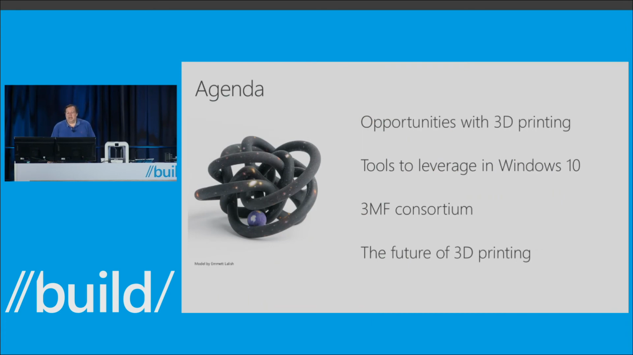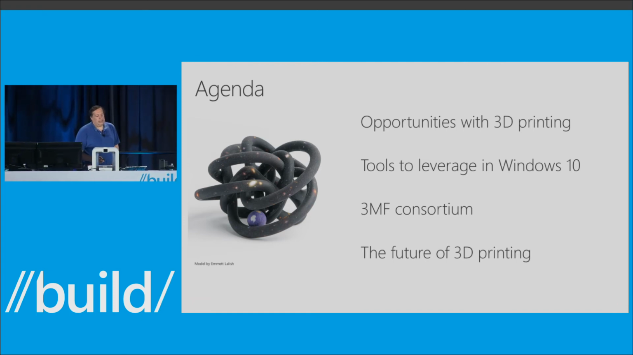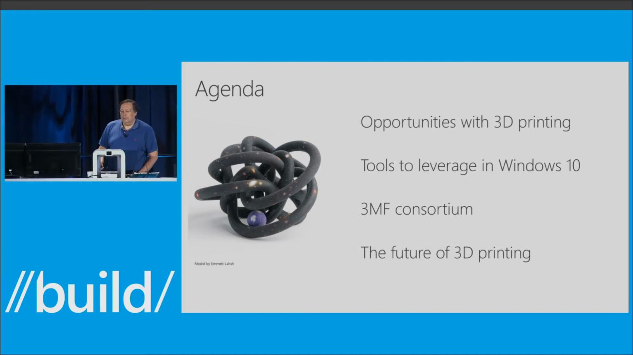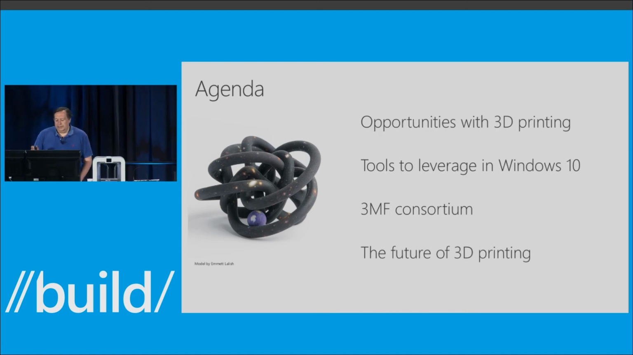3D printing has changed quite a bit. There's a lot of opportunities that are presenting themselves at this time, and a lot of tools that we're putting into Windows 10. We're going to go in depth about the things that we're doing in Windows 10 that really help the developer. And today we're going to announce and talk about the 3MF Consortium, a group of companies that have gotten together to help improve the file formats that we're going to be using for 3D printing in the future. And then my colleague Emmett will be coming up and talking about the 3MF Consortium and the future of 3D printing.